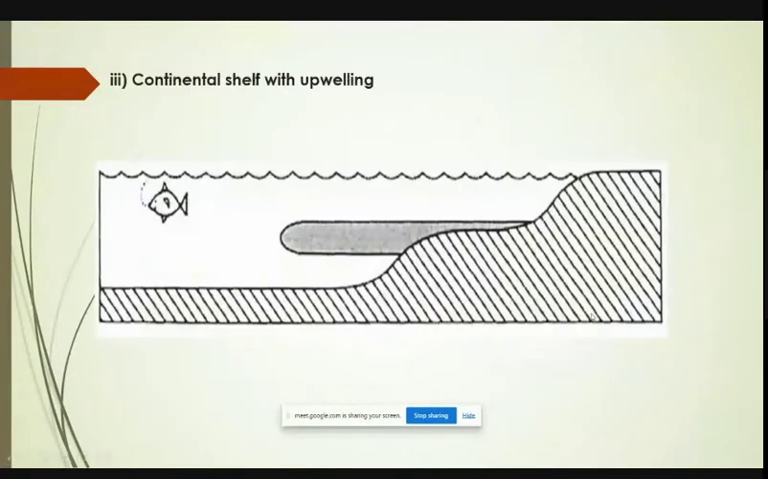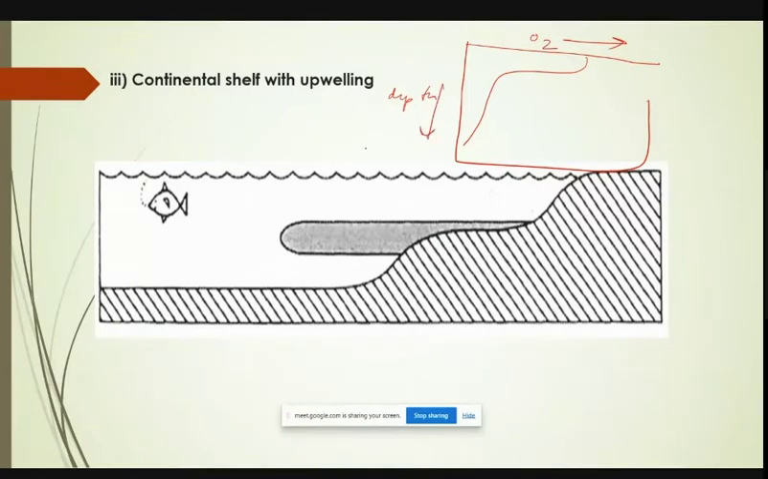So I'm moving on. The third part is continental shelf with upwelling. We will discuss how, in this continental shelf with upwelling part, organic matter will be preserved in this region. We discussed in the very first class that the concentration of oxygen varies with depth. If this is the figure, this is O2 and this is depth. We studied that oxygen varies like this. Oxygen is increasing in this direction and depth is increasing in this direction. So with depth, oxygen is decreasing. Write down: oxygen decreases with depth.